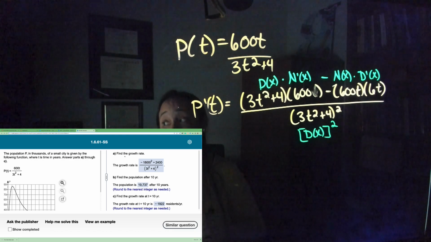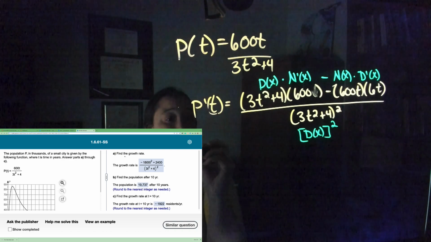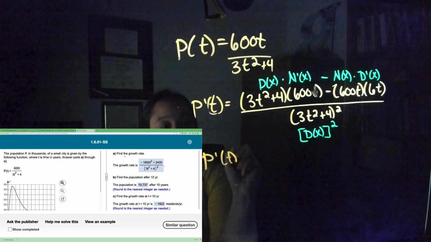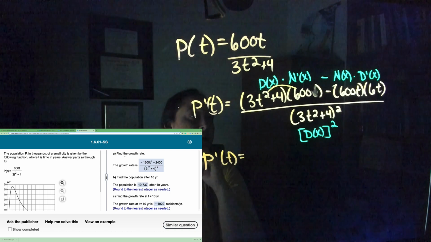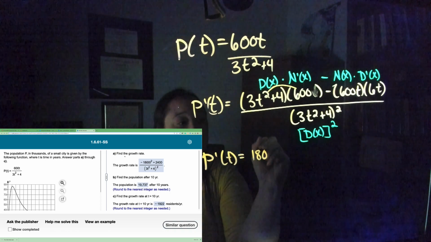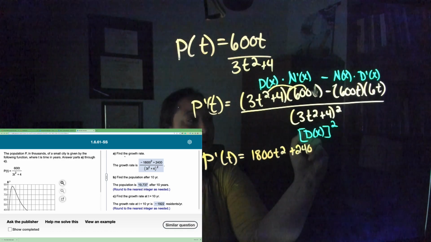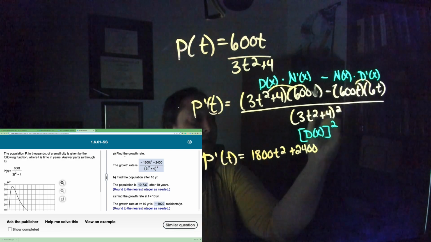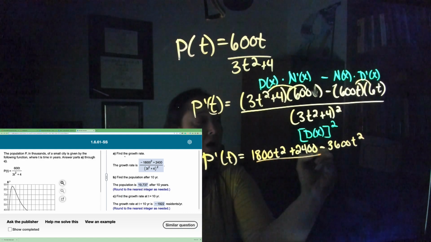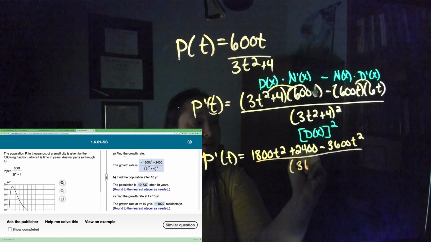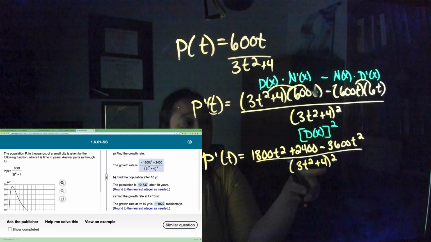So that's that. That is essentially what I have there, but we want to simplify it, right? So if I simplify this, I may need to write a little bit smaller, and I probably will have to erase some things. But if I multiply 600 times 3t squared, that gives me 1800t squared, and then plus 2400, and then that's going to give me minus 3600t squared, all divided by that denominator. Now I'm not going to touch that denominator. I'm going to leave it just the way it is. I like to have it in factored form.